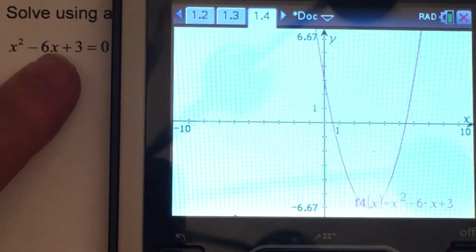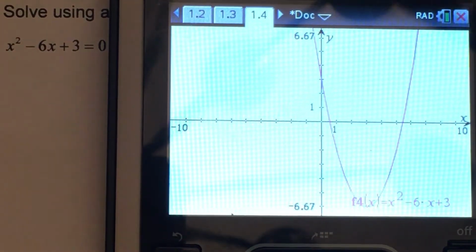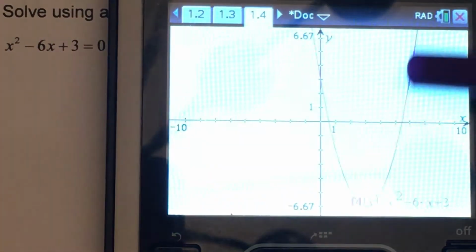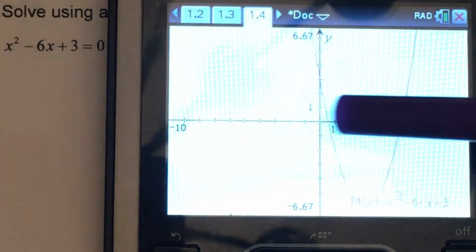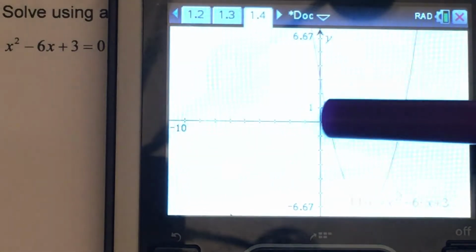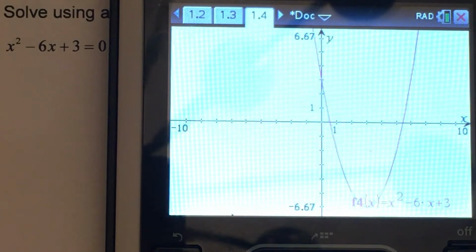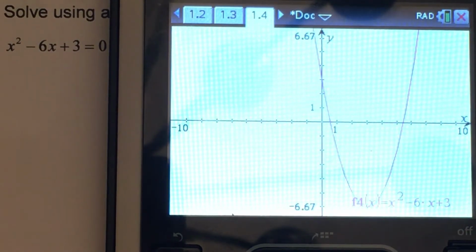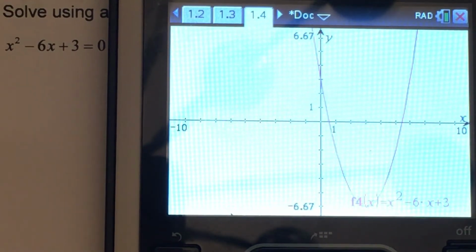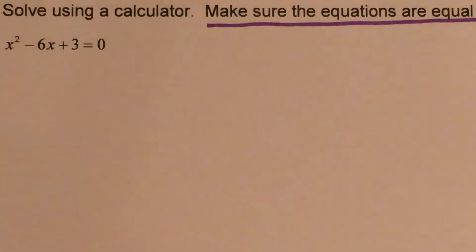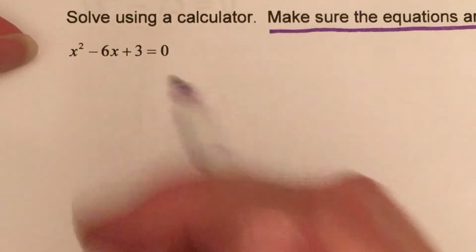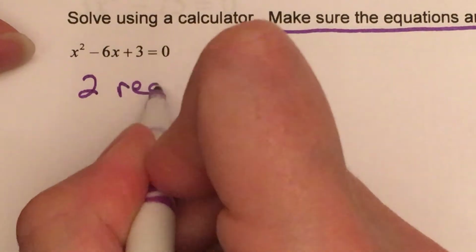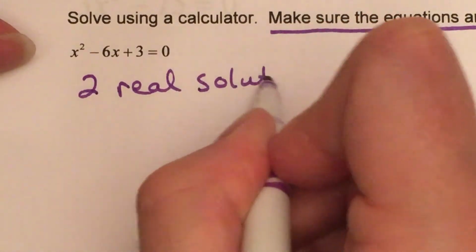So in this particular graph, I do have 2 solutions. That's very clear. 1, 2. Right there. 1, 2. Great, but they don't cross at a nice clean integer value. So we'll write 2 solutions, 2 real solutions.